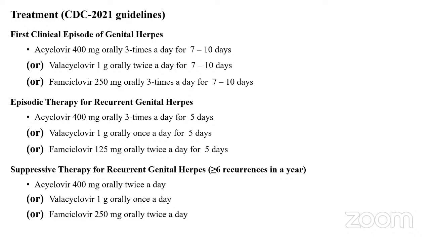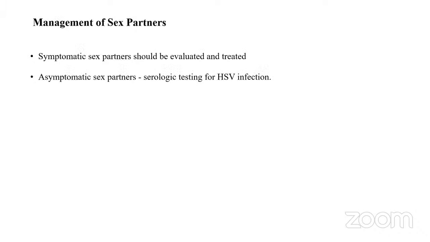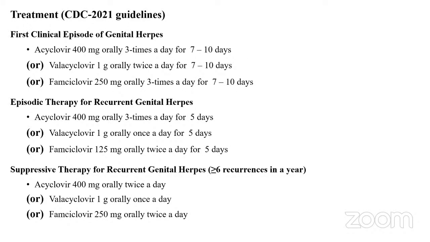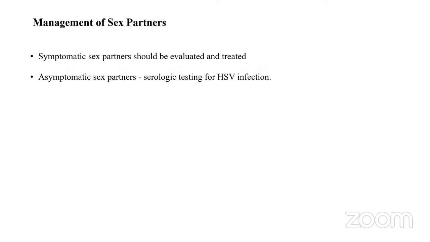And for episodic therapy for recurrent genital herpes, the patient can start the treatment at the onset, that is, when the patient experiences the prodromal symptoms. And it has to be started within 1 day of the established lesions. Regarding partner management, the partners who are symptomatic should be evaluated and treated. And if the partners are asymptomatic, they should undergo type-specific serological testing for HSV, and they should be managed appropriately.